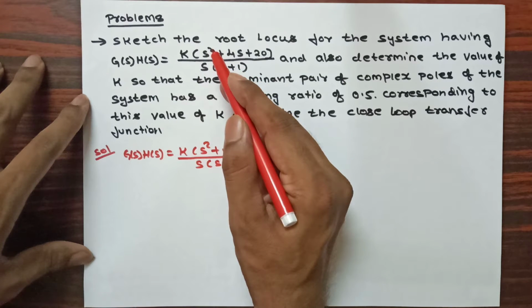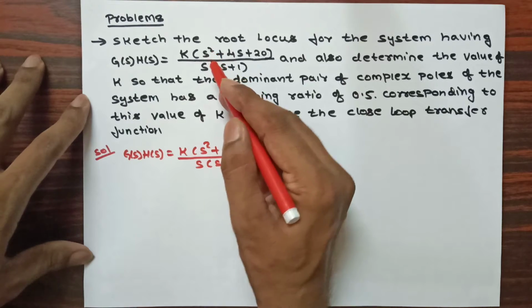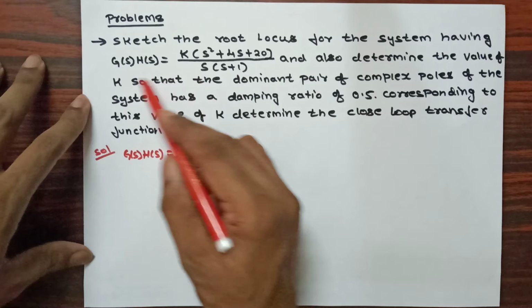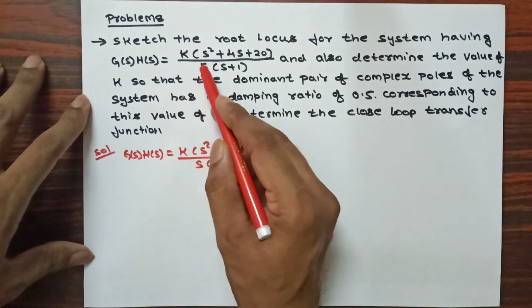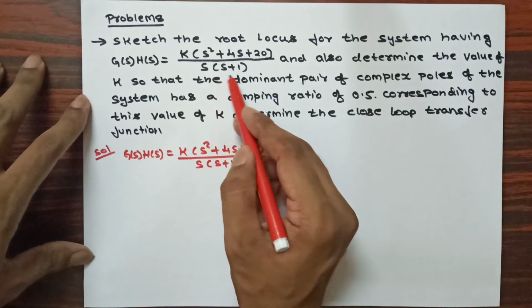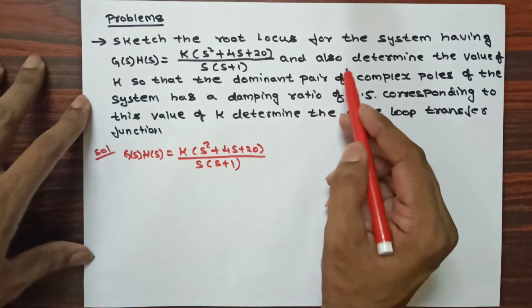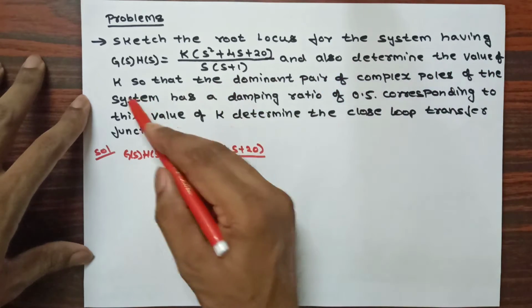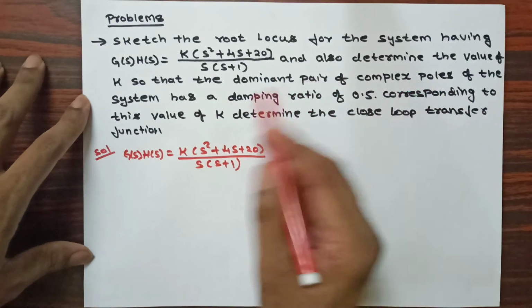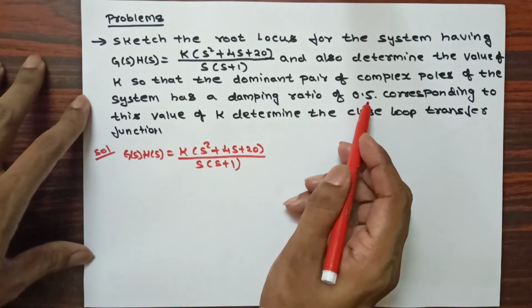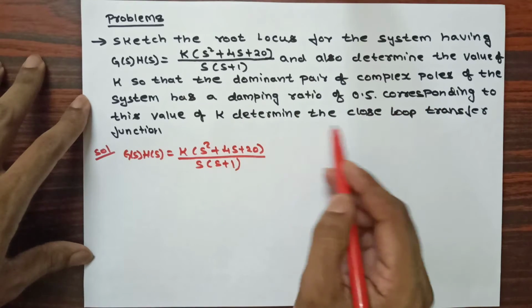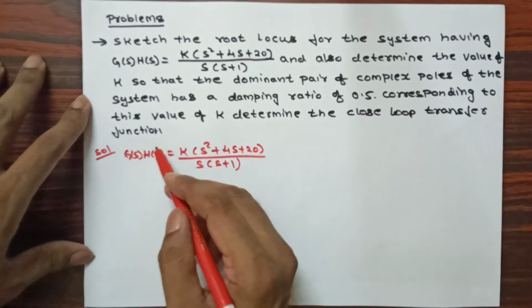Today we are going to solve some problems on root locus method. Sketch the root locus for the system having G(s)H(s) equal to K times (s² + 4s + 20) divided by s times (s + 1), and also determine the value of K so that the dominant pair of complex poles of the system has a damping ratio of 0.5. Corresponding to this value of K, determine the closed loop transfer function.